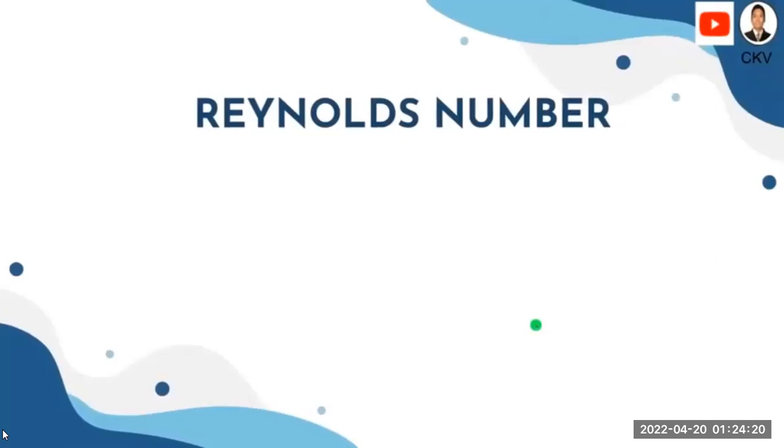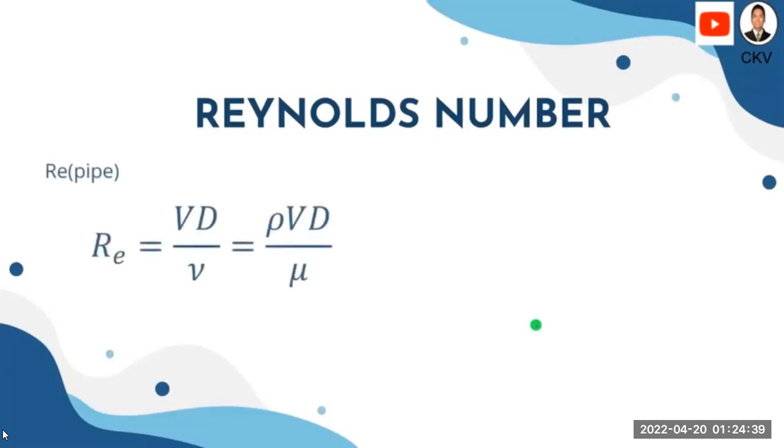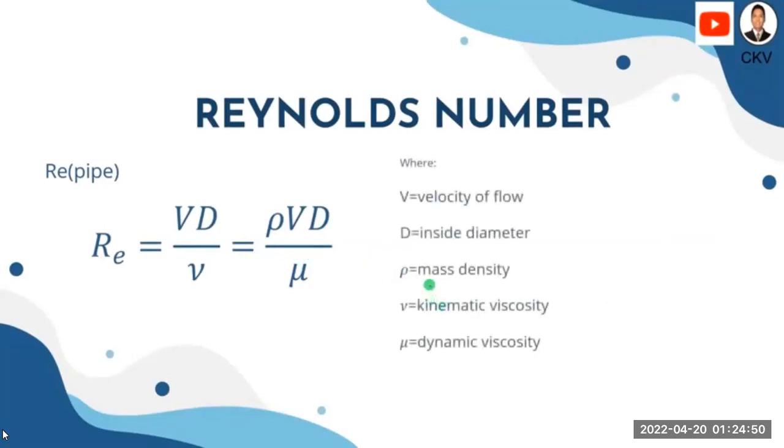So let's discuss Reynolds number. The resulting value for the Reynolds number is the basis for what type of flow is present in a pipe. So Reynolds number has a formula of Vd over nu, or it is also equal to rho Vd over mu. The velocity of flow is V, d is the inside diameter, rho is mass density, nu is kinematic viscosity, and mu is the dynamic viscosity. So depending on the value of the Reynolds number, we can identify what type of flow it is in the pipe.